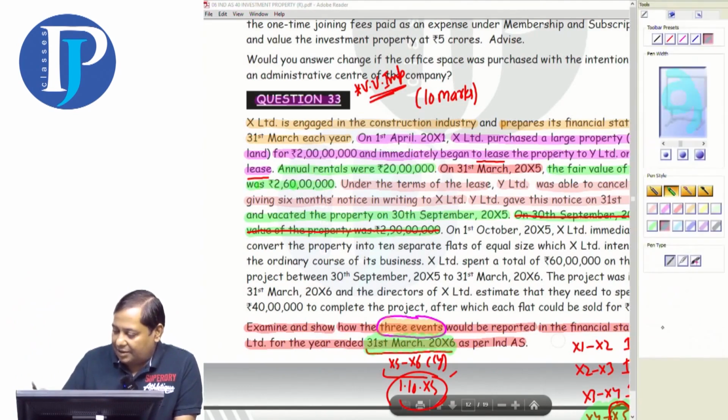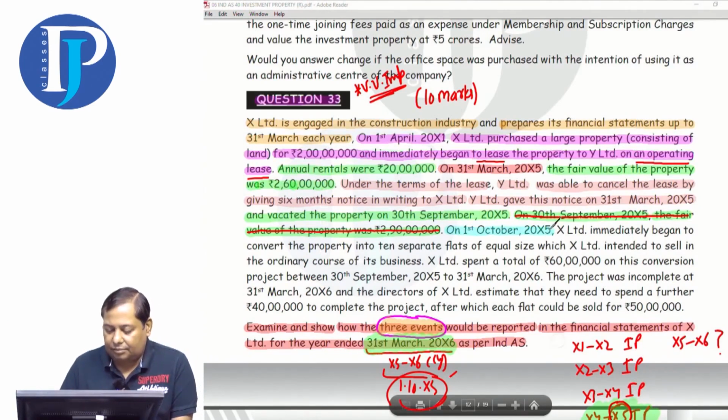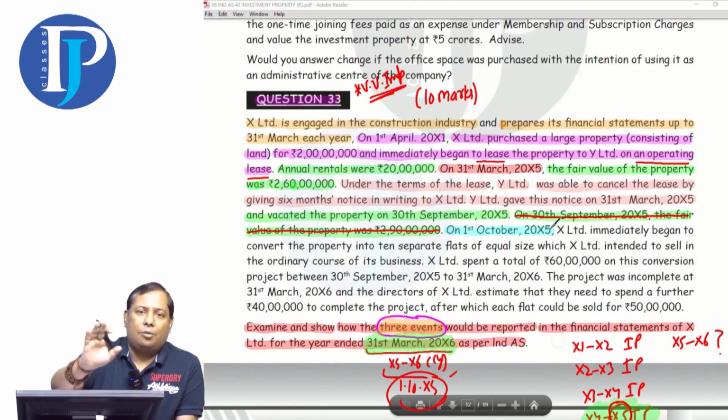Then let's see what else is there. 1st October X5. Did you understand the question? I had a property. It was purchased in the form of land for 2 crore. I had rented it out for 4 years. And for the next 6 months, it remained on lease, then it was vacant. So, I have taught you the question for 4.5 years and that is your IP for those years.